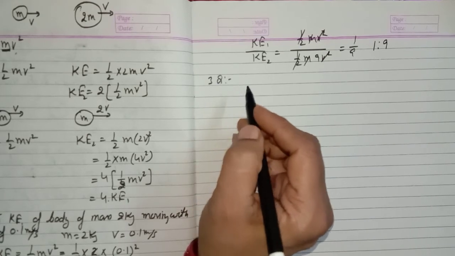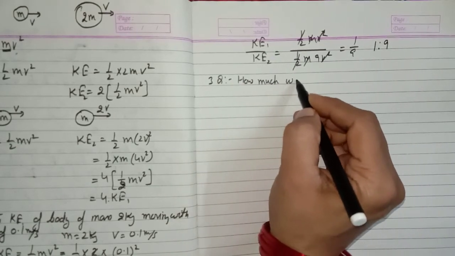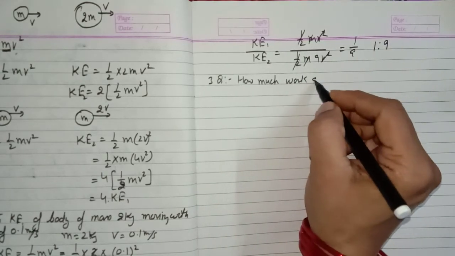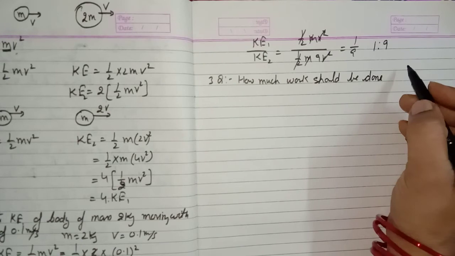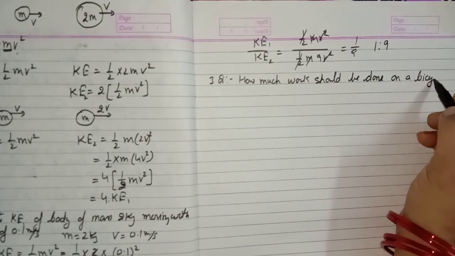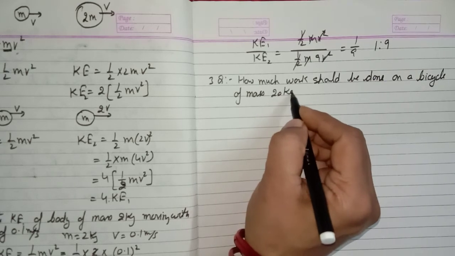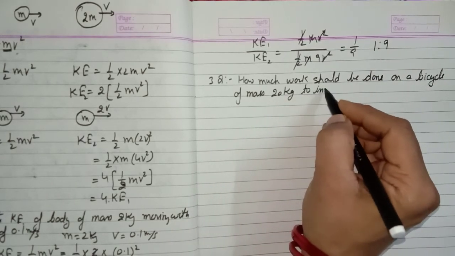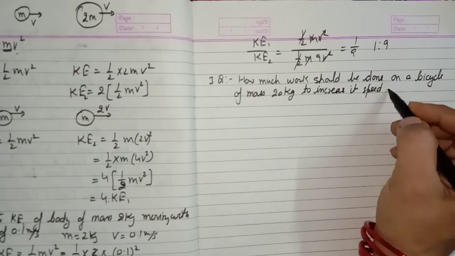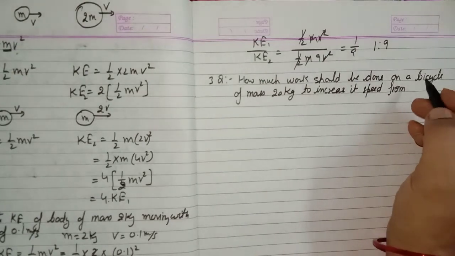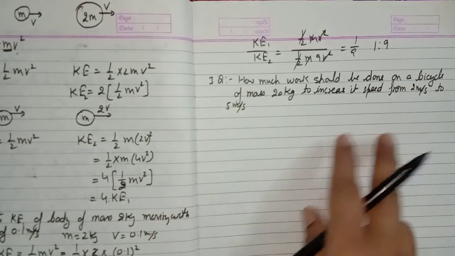How much work should be done? First, we have to write the numerical. What do you have to find? Work done, W. Should be done on a bicycle of mass 20 kg to increase its speed from 2 m/s to 5 m/s. If you are changing the speed of the body, we have to do some work on it.